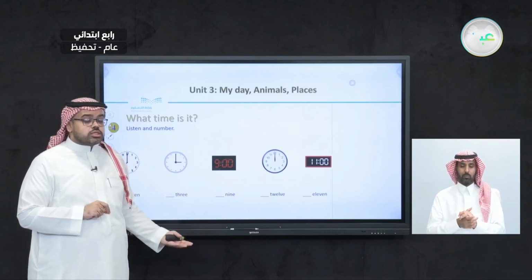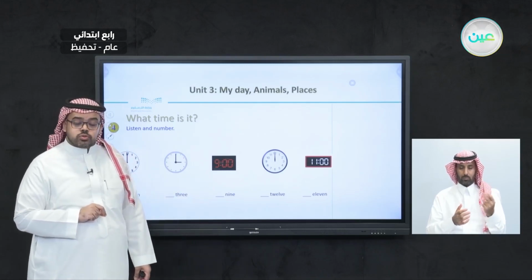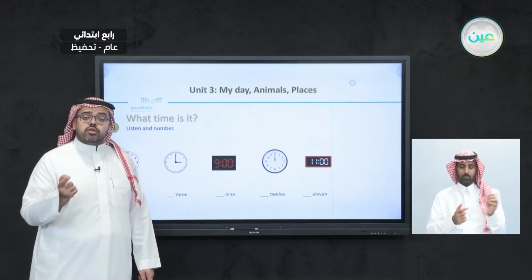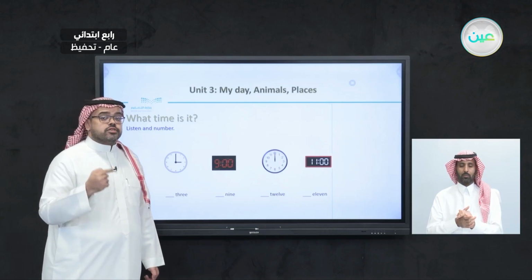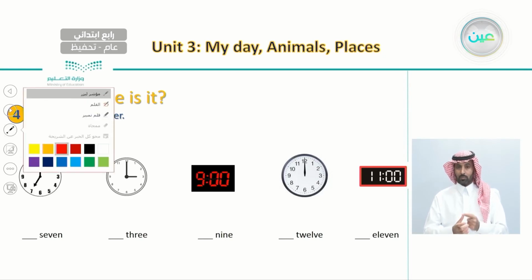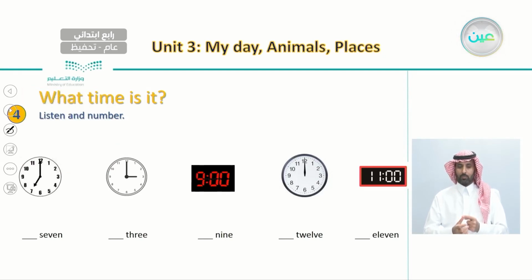And for the second time, we're going to write number 2. And with the third, number 3, and so on. So let's start here now with the first one. So let's listen to the first time. The first time is 9 o'clock. So have a look at these pictures and tell me, where is 9 o'clock?